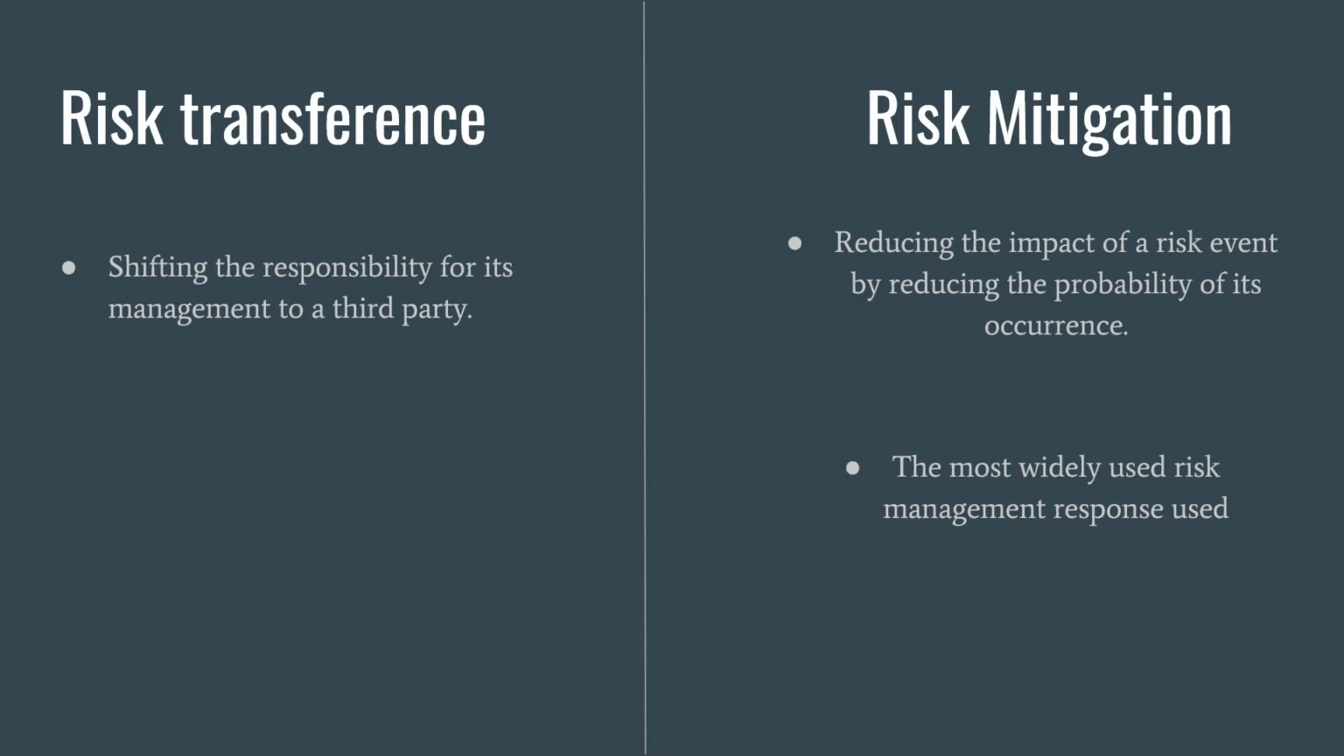Risk transference is shifting the responsibility for its management to a third party. As for risk mitigation, it is reducing the impact of a risk event by reducing the probability of its occurrence, and it is the most widely used risk management response.